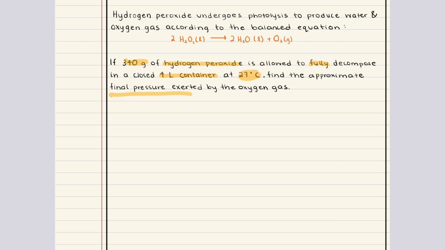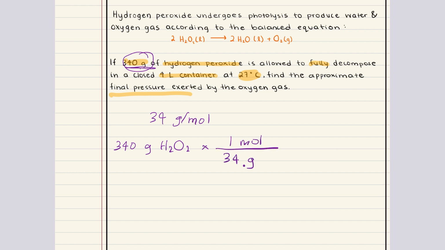In this problem, we want to start again by converting mass to moles. The molar mass of hydrogen peroxide is equal to 34 grams per mole. And we know we're starting off with 340 grams of hydrogen peroxide. So we'll multiply this by 1 mole in the numerator, 34 grams in the denominator, so grams cancel out, and we get our final answer in units of moles of hydrogen peroxide. When we calculate this, we'll get 10.